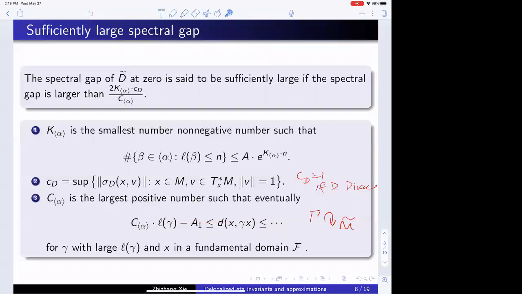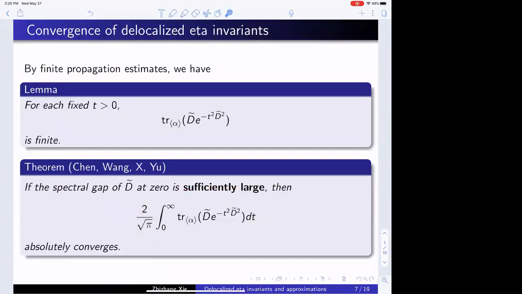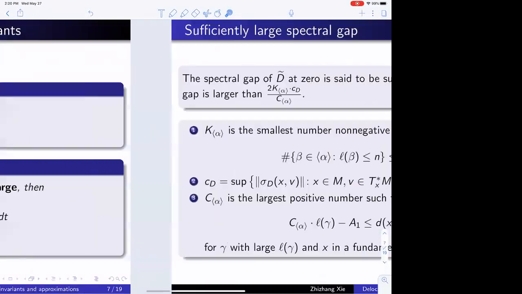So then you have this constant right here. If the spectral gap of D is greater than this constant, then we say it's sufficiently large. Then our theorem says, in this situation, this delocalized eta here is always absolutely convergent.